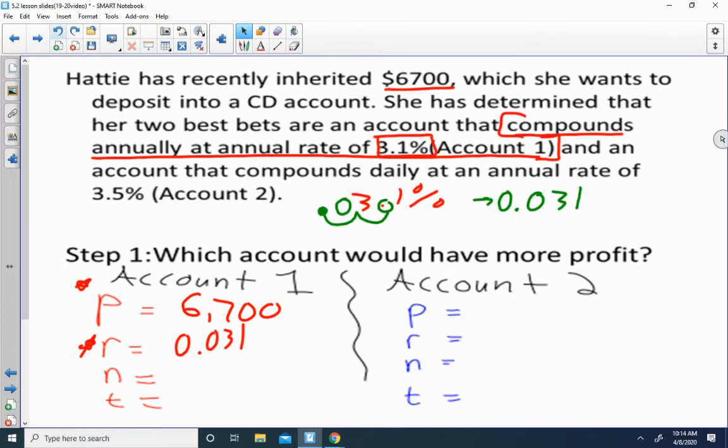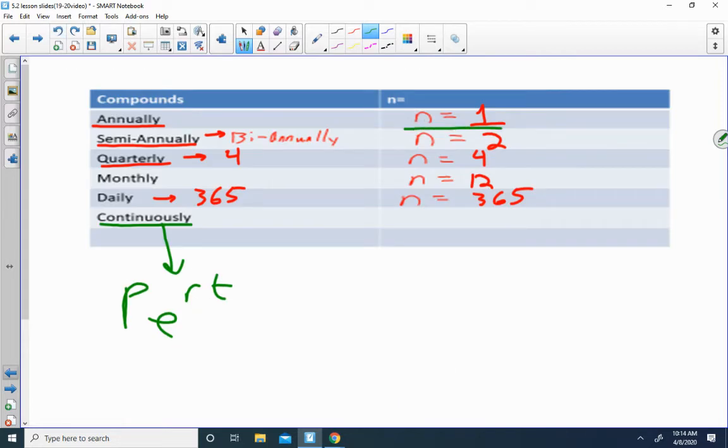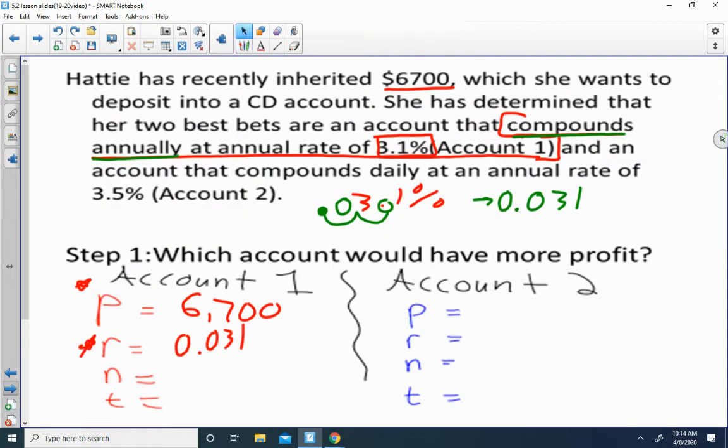Next, we got to find the number of compounds. And specifically, it says right here that it's going to compound annually. If you look back to your chart, annually means yearly, so that would be 1 compound. So it's compounded 1 time. And then the time, the only thing we're told, it compounds annually at an annual rate. Annual meaning yearly. Or in other words, the time is going to be 1 year. So that's the information that we'll need for account 1 to use the formula.